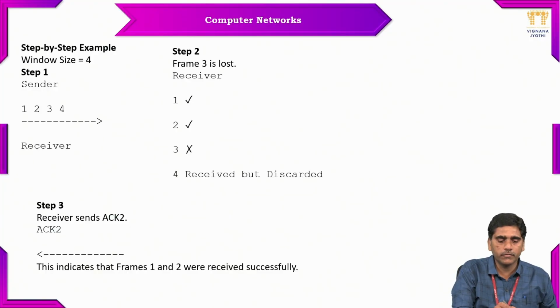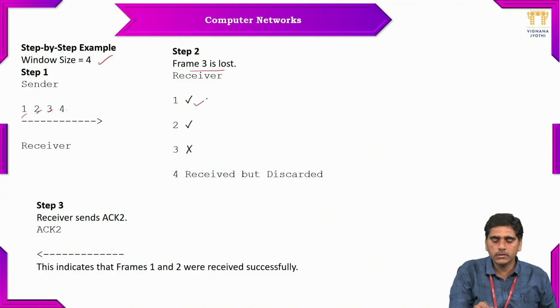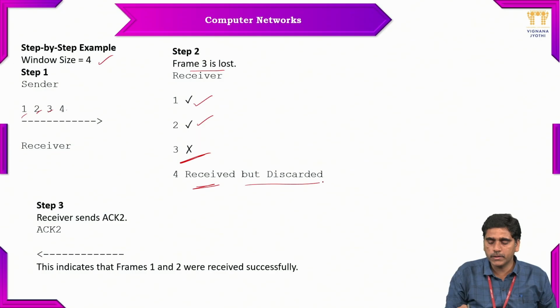Step by step here, the window size is what? 4, and the sender transmits frames 1, 2, 3, 4. Now what does the receiver receive? Frame 3 is lost. So the receiver receives frame 1, frame 2, frame 3 is lost, and frame 4 is received, but it will be discarded. It will be discarded because after losing frame 3, the receiver does not believe that frame 4 is received properly. That is why frame 4 is also discarded.